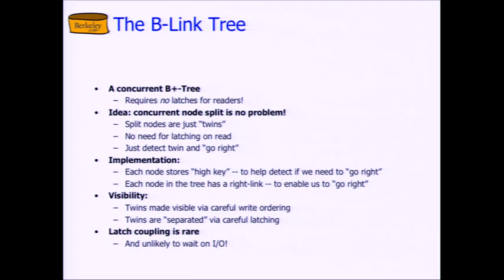How does this work, right? The short answer is, of course they're going to set read locks on tuples in heap files, but they're not going to set any latches in the B tree.